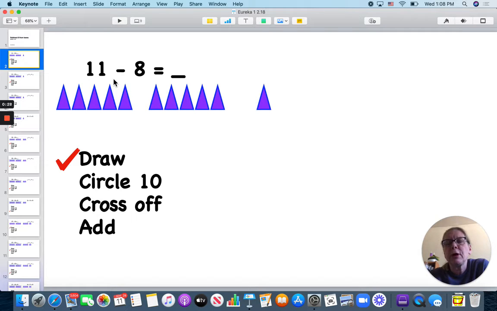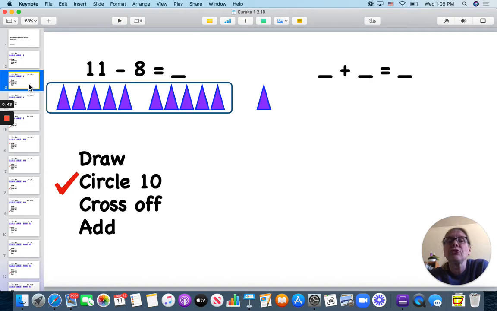So our first problem is 11 minus 8. And I have drawn 11 triangles. And I have done it the 5 way, so they're grouped in 5s. That makes our job a little bit easier. Our next step is to circle 10. So here, 10 triangles have been circled. Our next step is to cross off. So I have crossed off 8. Do you see that? You can tell very easily because they're in the 5 groups.